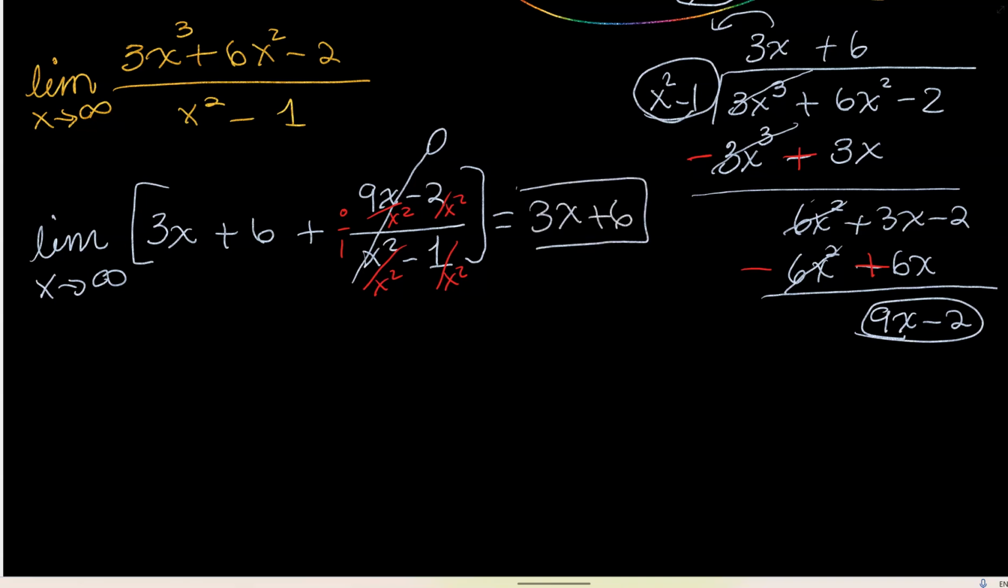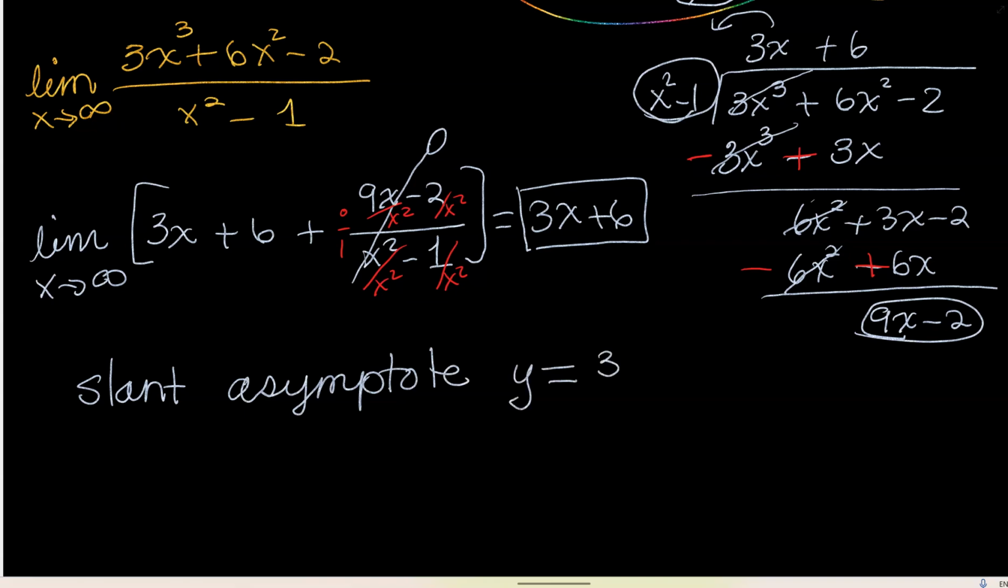And that is a line, it's linear. So what we are saying again is that we have a slant asymptote, and that slant asymptote is 3x plus 6. In other words, our function is behaving like this line when x is approaching infinity or negative infinity. Way out there, on the right-hand side, your function is going to follow this line.